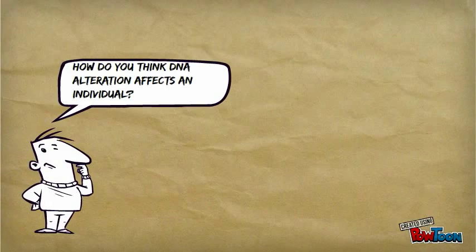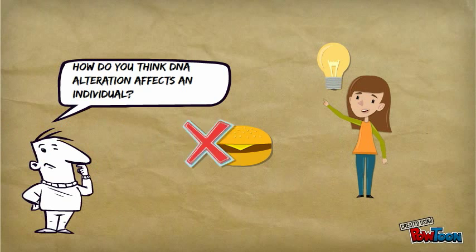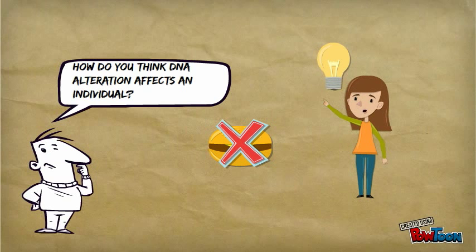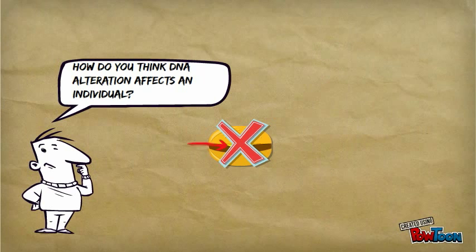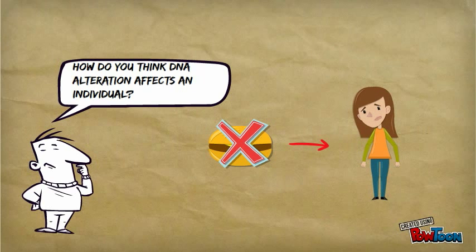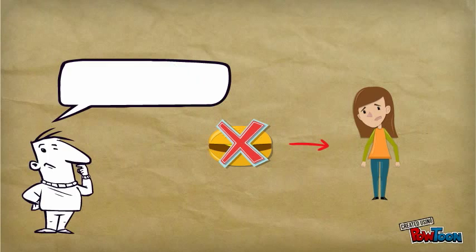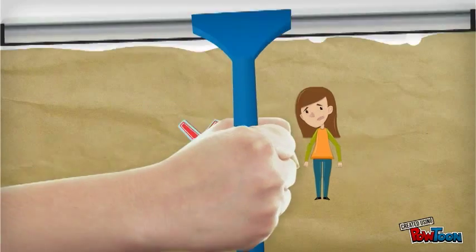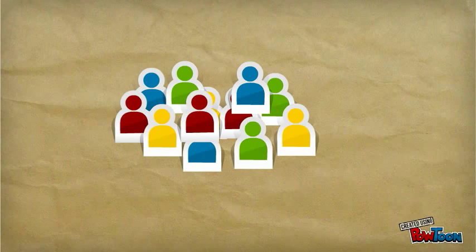How do you think DNA alteration affects an individual? It can be harmful to the individual because if the individual is allergic to the new proteins in GM food, without knowing that the food they are eating contains the new GM proteins, that can cause serious health issues.